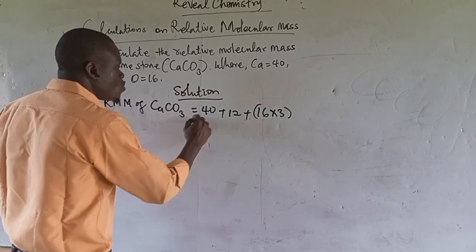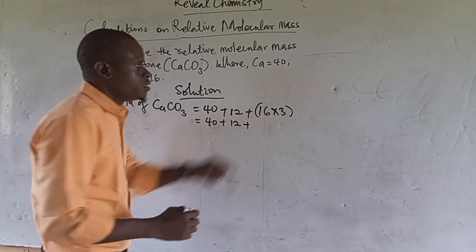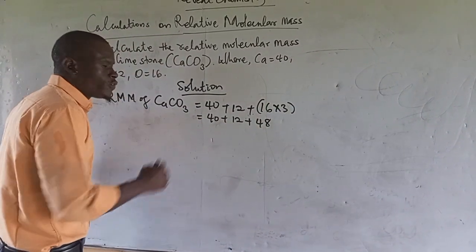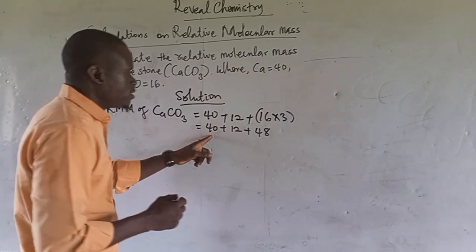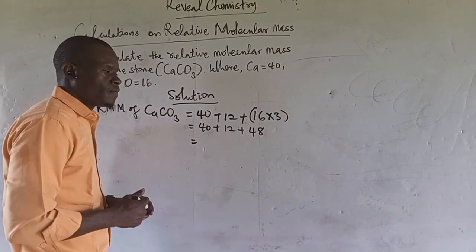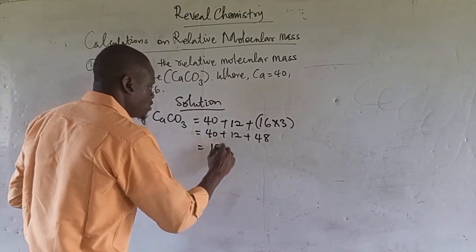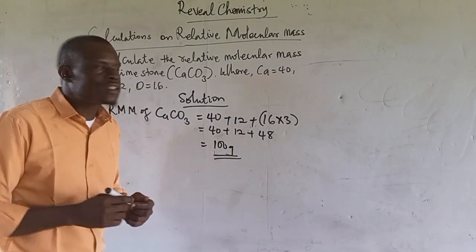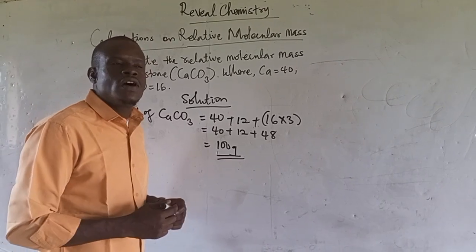So when you do it, the same equals to 40 plus 12 plus what? 16 times 3, which gives us what? 48. So this we solve everything together, which is equals to 40 plus 12, which gives us what? 52. Now 52 plus 48 give us what? 100. And this is what? 100 grams. And this might be calculate what? Relative molecular mass of calcium carbonate.